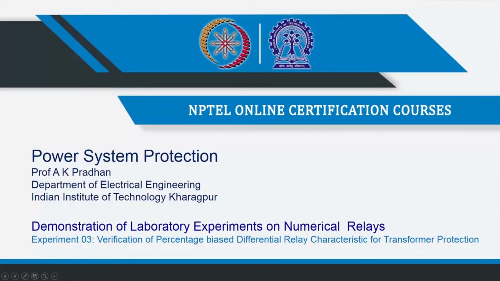So, we have studied in the theory that the transformer, the 3-phase transformer specifically, is protected by a differential relay, and the characteristic which is used is the percentage biased characteristic. In the percentage biased characteristic, we talk about operating current versus the restraining current, and there we will try to see whether the corresponding relay is operating in the trip region or not.